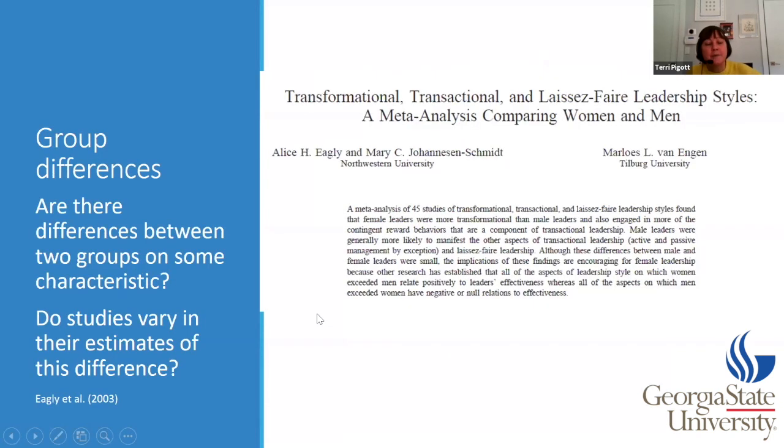So a second example is about looking at group differences. So we might be interested in differences between two groups on some characteristic, and then want to understand if the studies vary in their estimates of this difference. And this is a study from 2003 by Alice Eagly and colleagues that's looking at transformational, transactional, and laissez-faire leadership styles, comparing women and men.